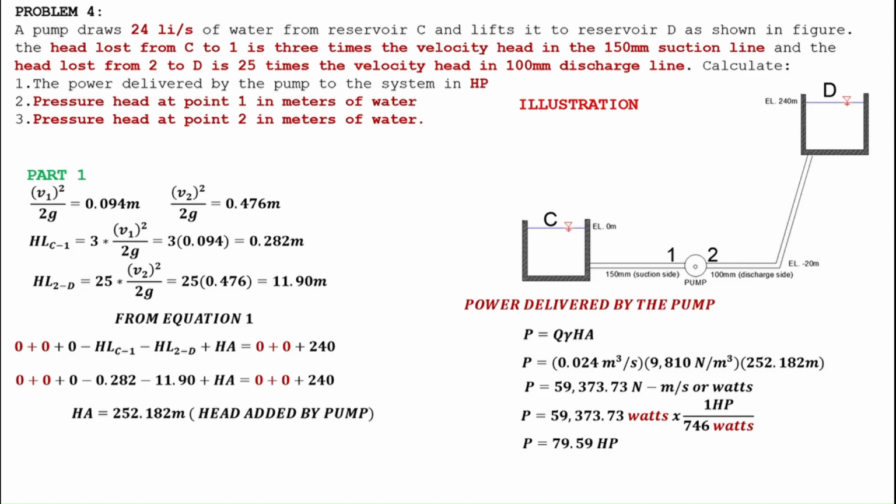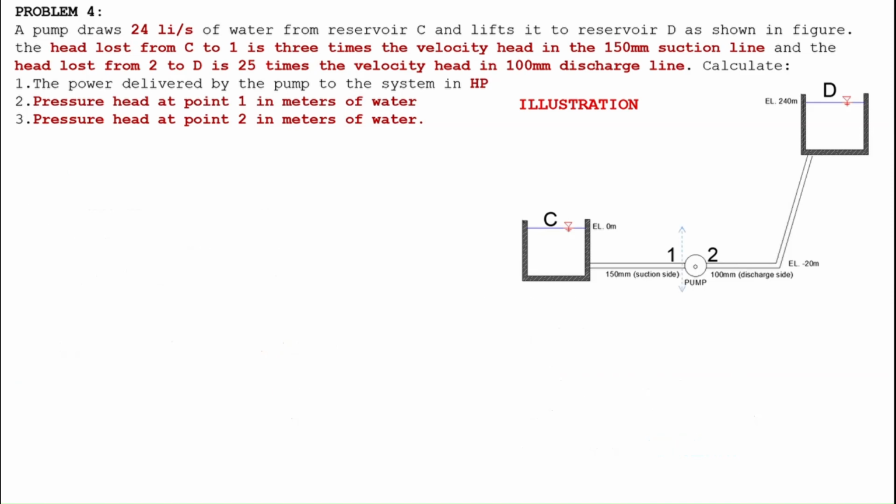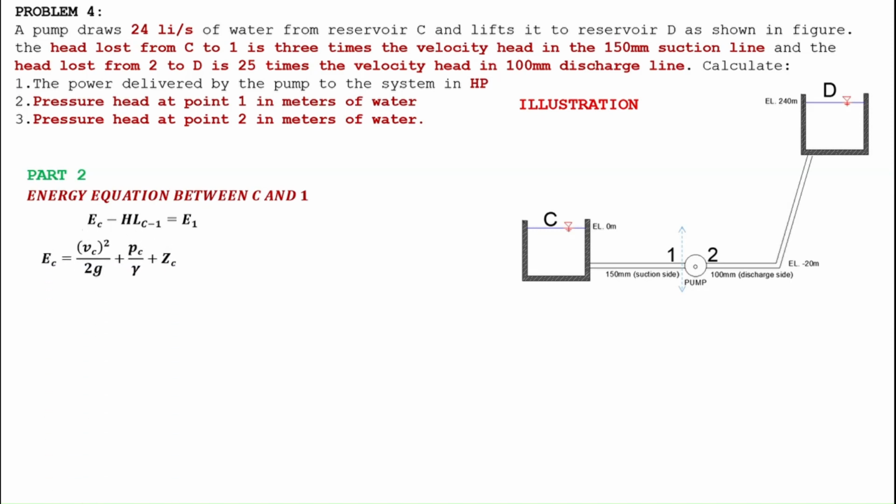For our solution to the second part of the problem, we first need to establish the energy equation of the system from point C to point 1 in order to expose the pressure head at point 1, since that is what we are after. Take note that since we are after the pressure head at suction side only, we can eliminate the head added by pump in the equation. We begin. Energy at C minus head loss from C to 1 is equal to the energy at 1. Energy at C is equal to velocity head at C plus pressure head at C plus elevation head at C. Energy at 1 is equal to velocity head at 1 plus pressure head at 1 plus elevation head at 1.